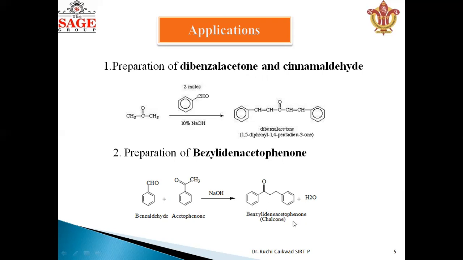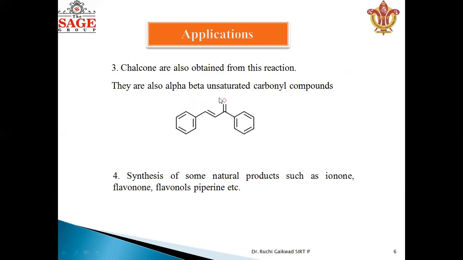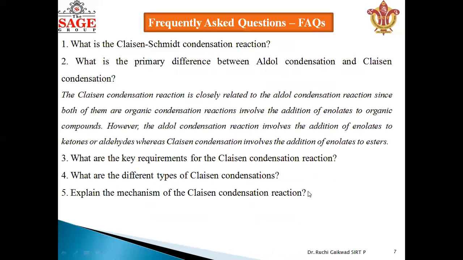This is the chalcone. So it is also used for the various chalcone products. Chalcones are obtained from this Claisen-Schmidt condensation reaction because chalcones have the alpha beta unsaturated carbonyl compound. We can also use this reaction in the preparation of some natural products, such as flavanones, flavonols and piperine. Okay, thank you. This is all about the applications.